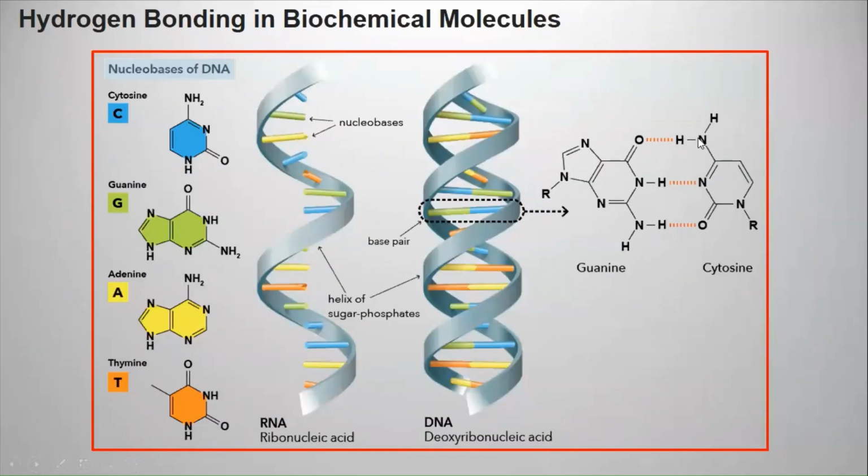This is the hydrogen bond donor. This is the hydrogen bond acceptor. This is the hydrogen bond acceptor. Why is this an acceptor? It doesn't have hydrogen. This is the hydrogen bond donor. This is the hydrogen bond donor. This is the hydrogen bond acceptor.